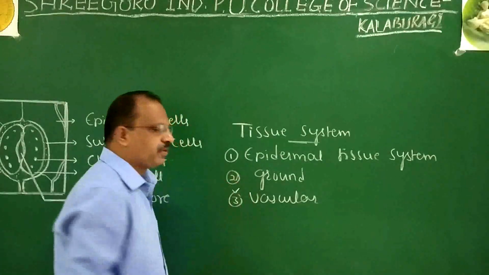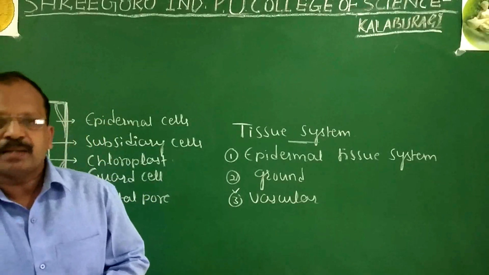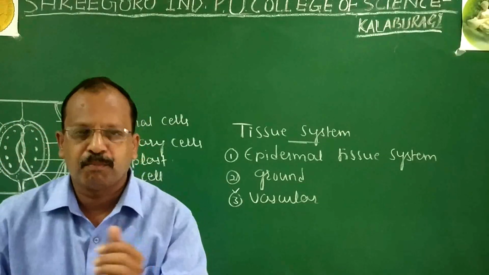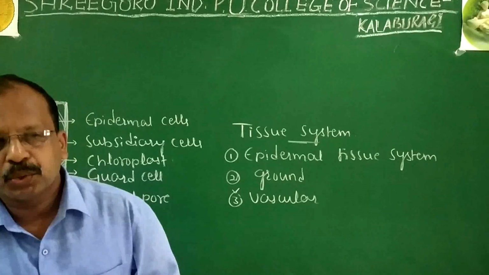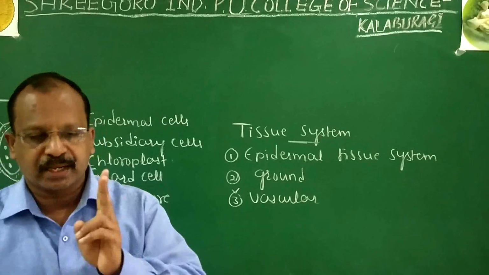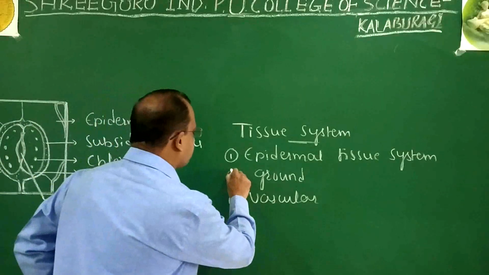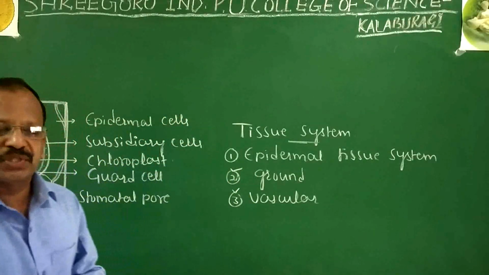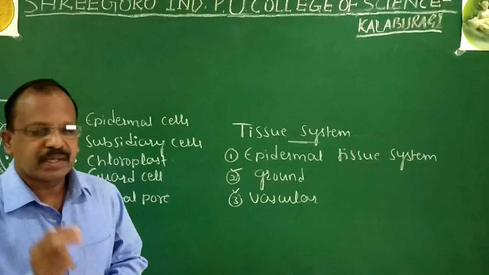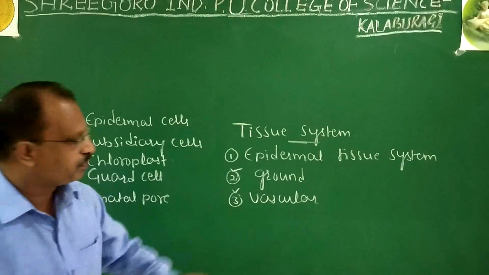Already, in the last class, I covered the vascular tissue system. Under that we came across vascular bundles, radial and conjoint. Under conjoint I covered two types: open and closed. Followed by that I covered even the ground tissue system. Today, let us look at the epidermal tissue system.